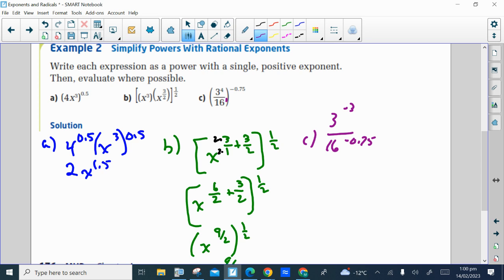Yes, you just switch them so that the exponent signs become positive. That's right. You're going to switch the two. The 16 will move to the top and the exponent will become positive. The 3 will move to the bottom and the exponent will become positive.